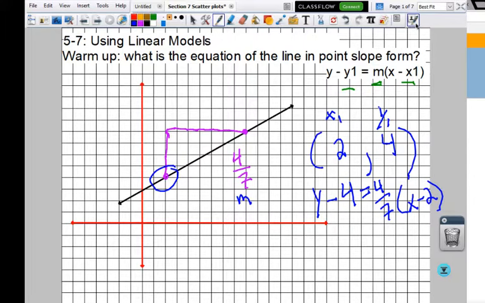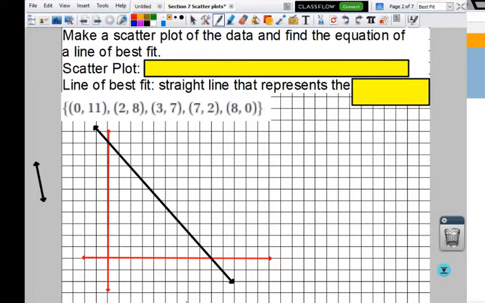Okay, so for our last lesson for this chapter, we're going to be making scatter plots. Yeah, a couple of you have probably done this before.